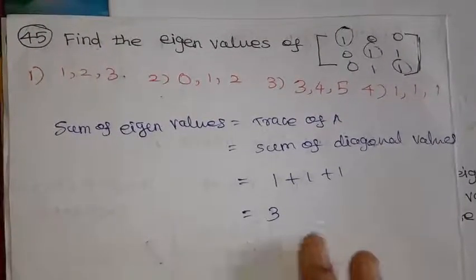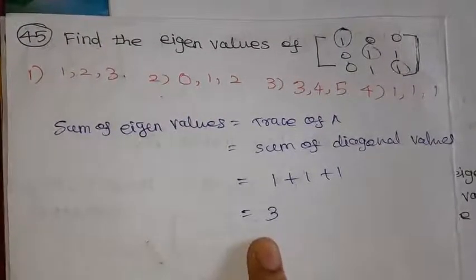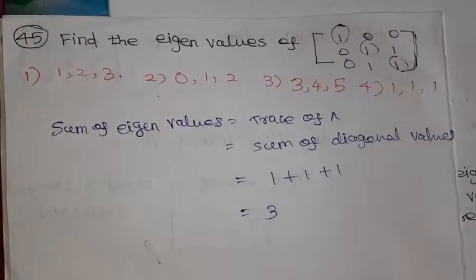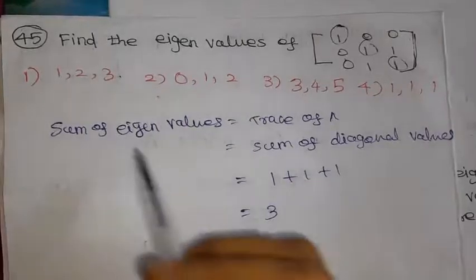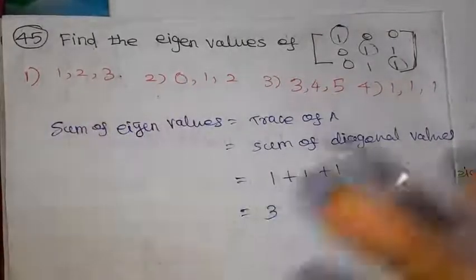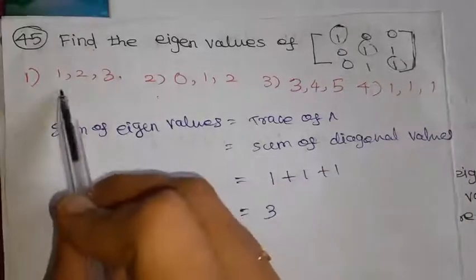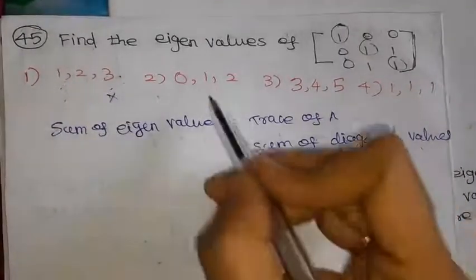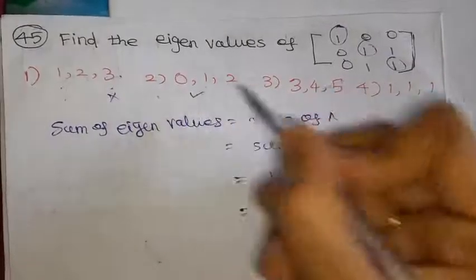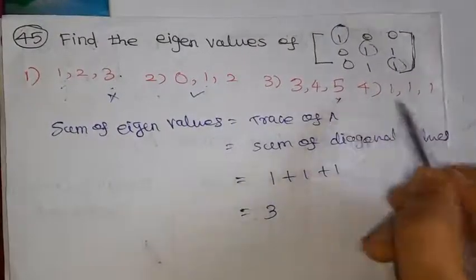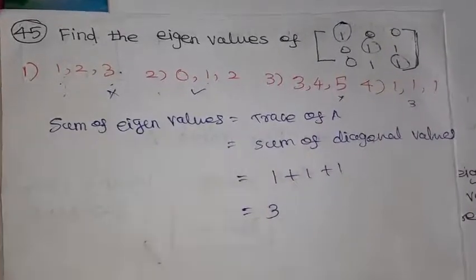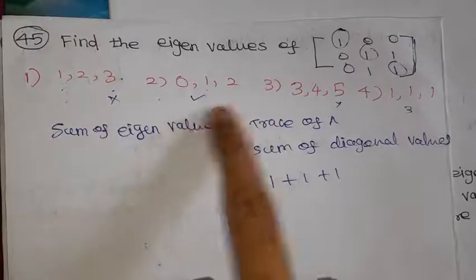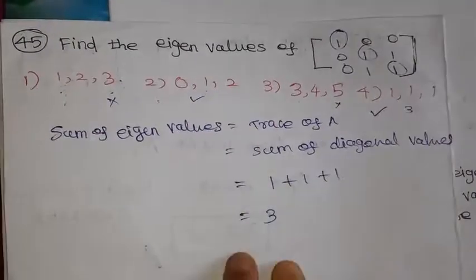So in the options we should check which one gives 3. This is a 3 cross 3 matrix. As I said earlier, it will have 3 eigenvalues. So when we add these eigenvalues, we'll check which option satisfies this. 1 plus 3, 6. This is wrong. We should get 3. For this, 2 plus 1 plus this is 3. This 7 plus 5, 12. This is also 3. So here two options we are getting 3.